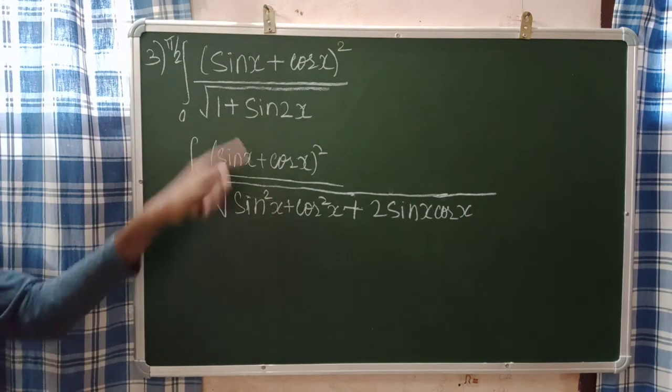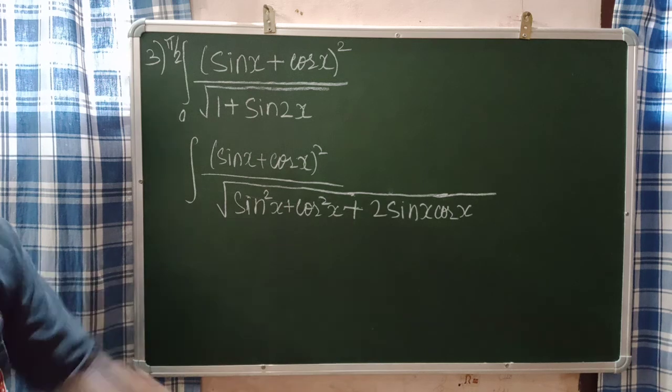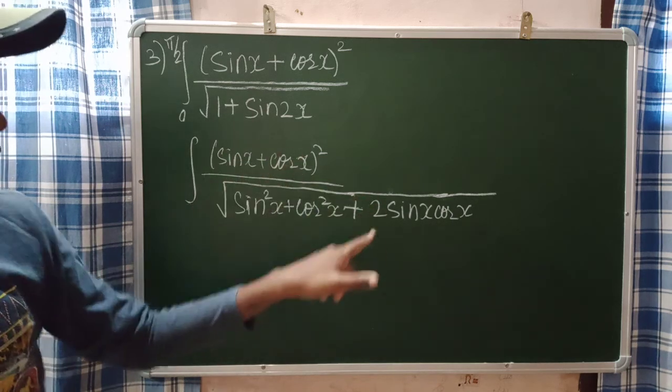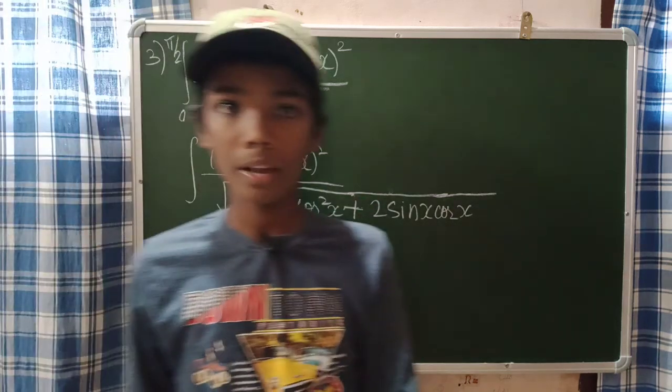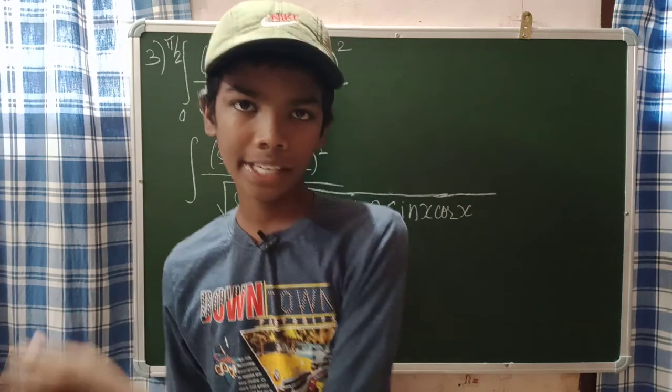So I just wrote 1 as sin square x plus cos square x, the Pythagorean identity, and sin 2x as 2 sin x cos x, that's the double angle formula, because sin 2 theta is equal to 2 sin theta cos theta.